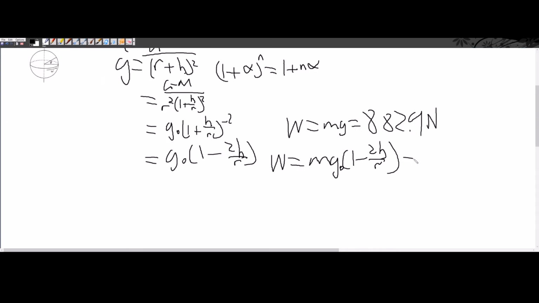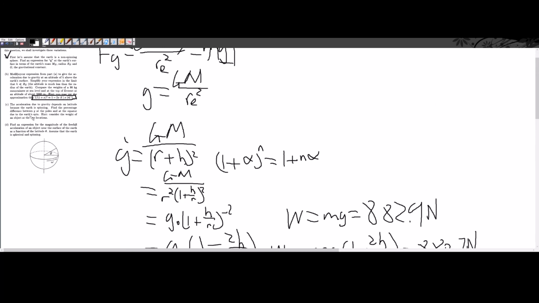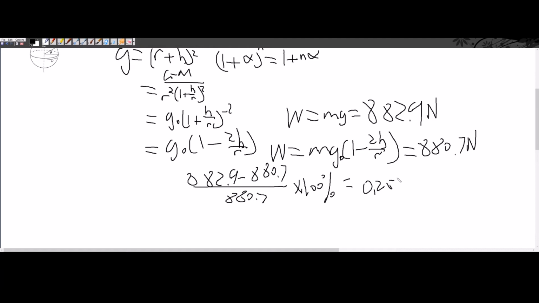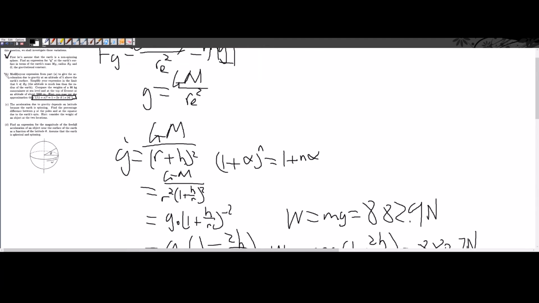So this value will give you 880.7 newtons. So we want to calculate the percentage difference, right? So let's calculate it. It's just going to be 882.9 minus 880.7, over 880.7, times 100%. This gives you that they're different by about 0.25%. And this is the answer done.